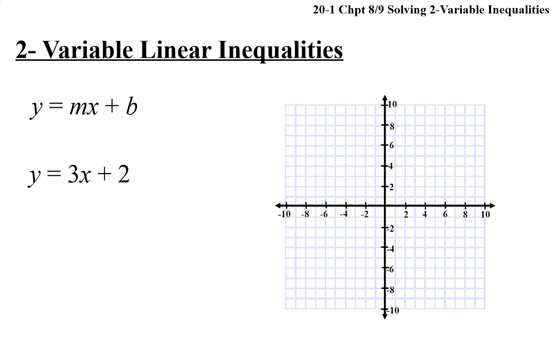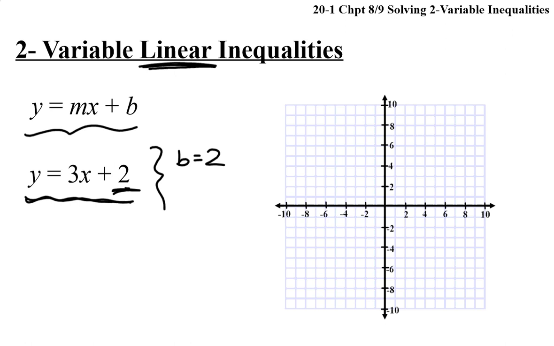If we start with two variable linear inequalities, if we think linear, we're creating lines. This goes back to 10C using the slope-intercept equation. So when we had the equation y equals 3x plus 2, what did this mean? Our b value was 2. Remember, the b value is your y-intercept. We also have, in this case, an m value of 3.